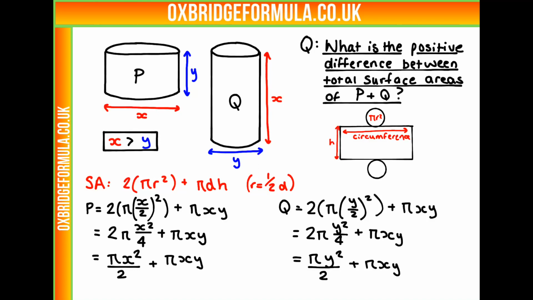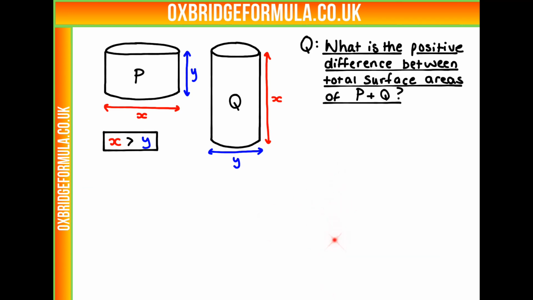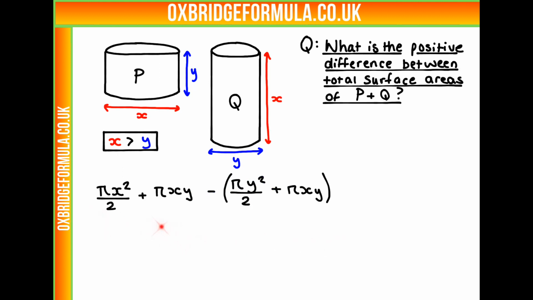So we want to find the positive difference between these two surface areas. All we have to do is take one away from the other. So let's do that here. We've got the area for P, take away the area for Q. I've put this in brackets because we have to be careful of the signs. We want to take this all away, so this is actually going to be a minus. So we've got pi x squared over 2 plus pi xy minus pi y squared over 2 minus pi xy.